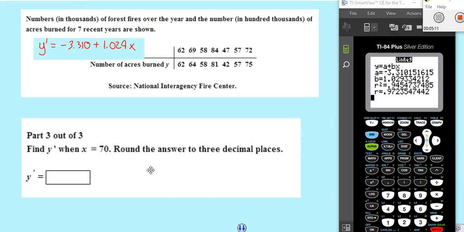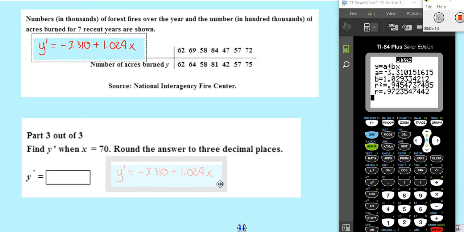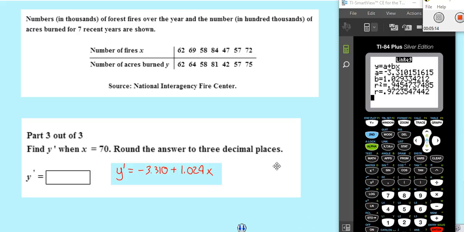And here we are. Now we want to make a prediction with that equation. We want to predict what would happen if we had 70, in this case, 70 fires. This is a great situation for us to take a second and discuss something we talked about, future predictions, or extrapolation. I'm saying that word wrong. It'll come to me in just a minute.